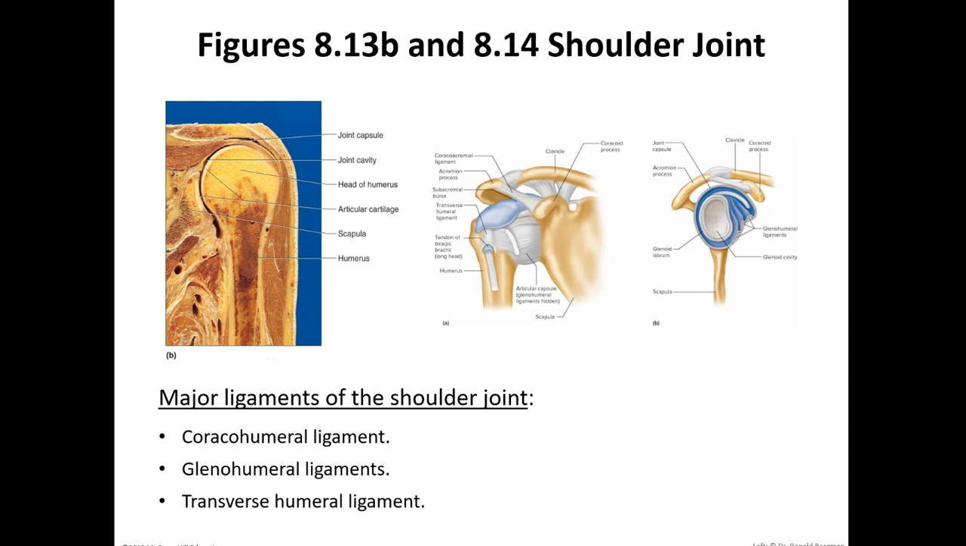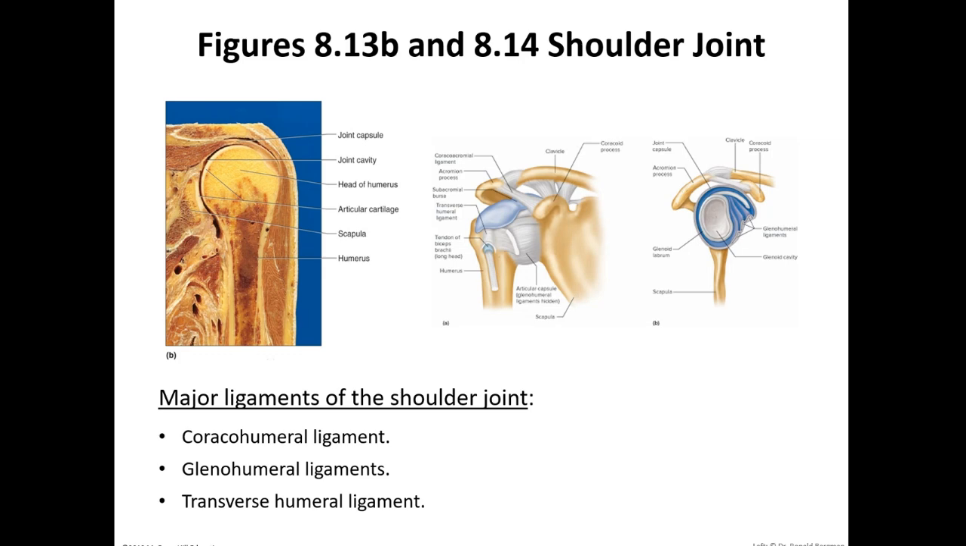Among these ligaments, the major ones are the coracohumeral ligament, and then we have the glenohumeral ligaments, and then we have the transverse humeral ligament. I can see the glenoid fossa where the head of the humerus usually articulates in diagram B. You see that? So class, that's what we call a shoulder joint.